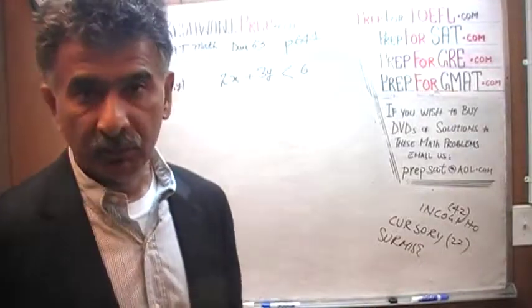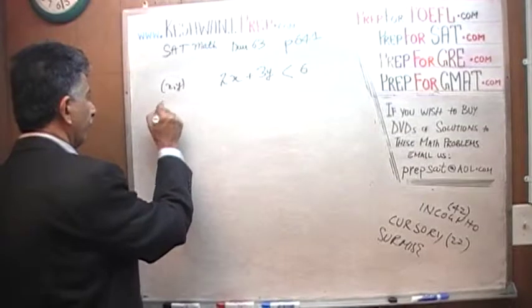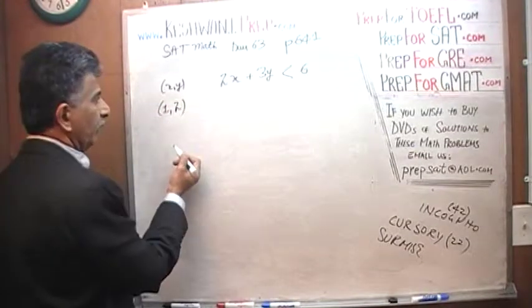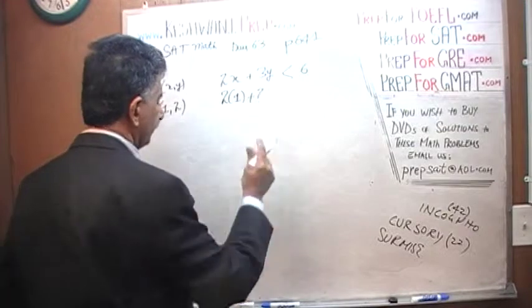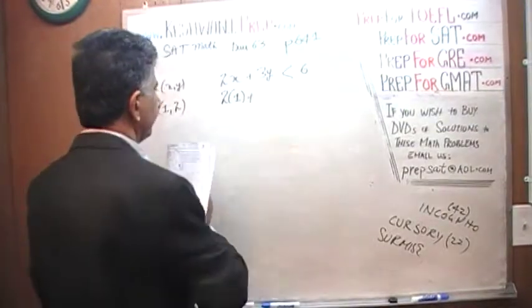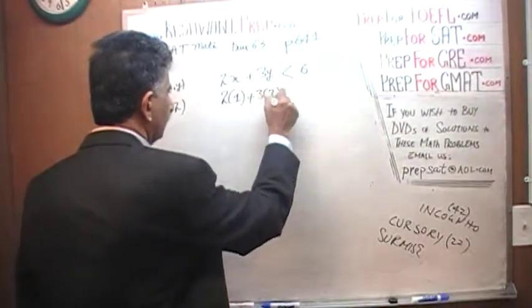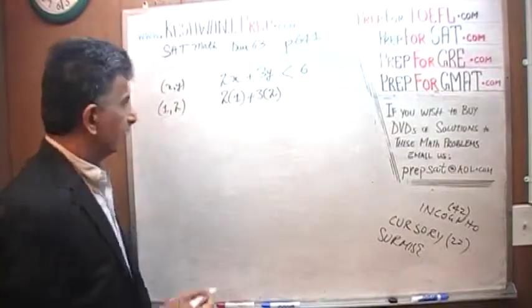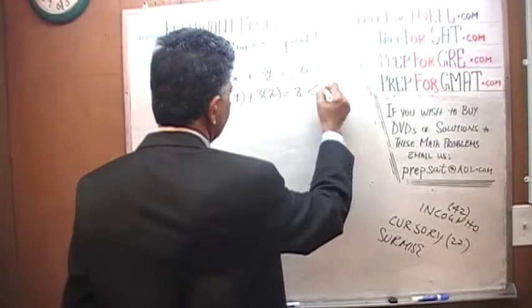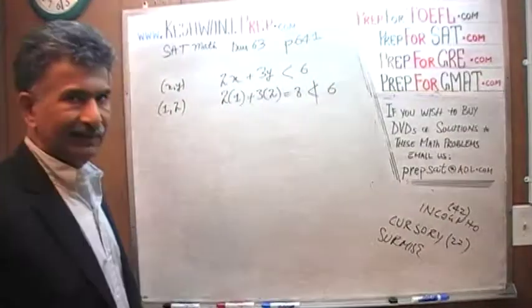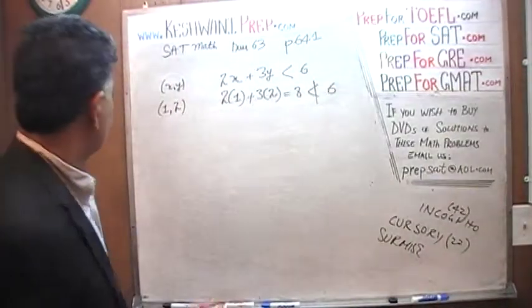So why don't we try 1 and 2, see what happens. Let's try 1 and 2. If x is equal to 1 and y is equal to 2, 3 times 2 is 6, 6 plus 2 is 8, this equals 8. 8 actually does not work because 8 is not less than 6. That doesn't work.